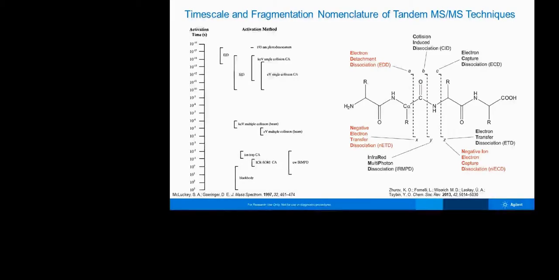Now, if we look at a comparison of the timescale and fragmentation nomenclature of tandem MS techniques, we see CID is typically on the microsecond activation timescale, while electron capture dissociation is about 10 to the minus 15, 10 to the minus 16 seconds. So it's a much faster activation time. When we look on the right, we can see the difference in fragmentation nomenclature. For CID, you're typically getting your b and y ions from cleavage of your amide backbone, and for ECD, you're typically generating your c and z ion assignments.